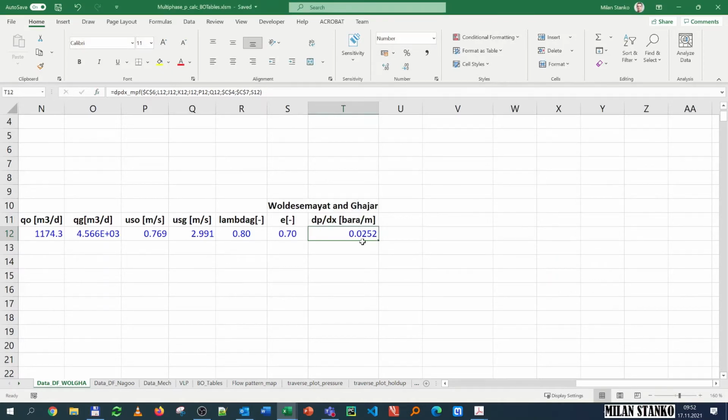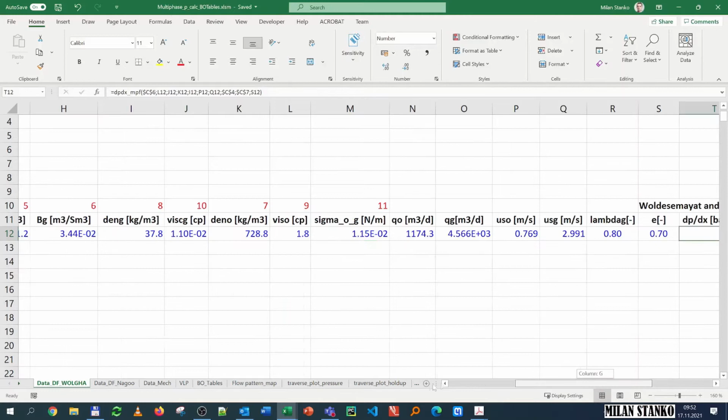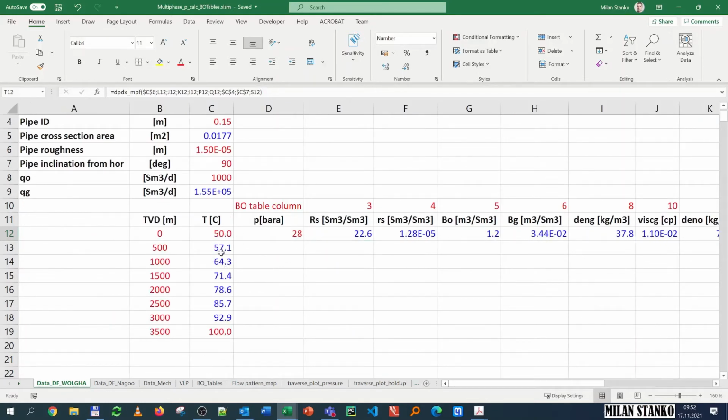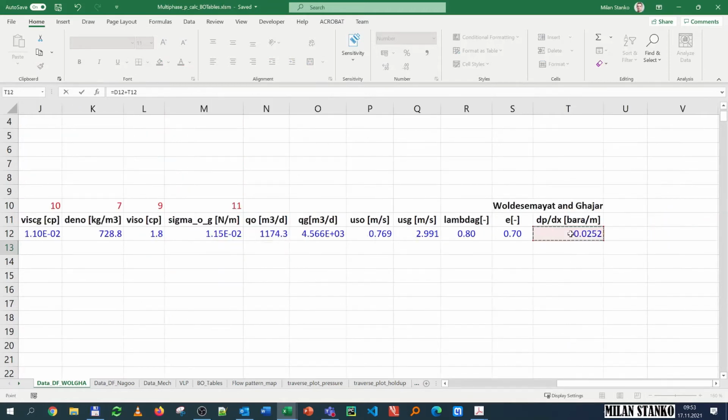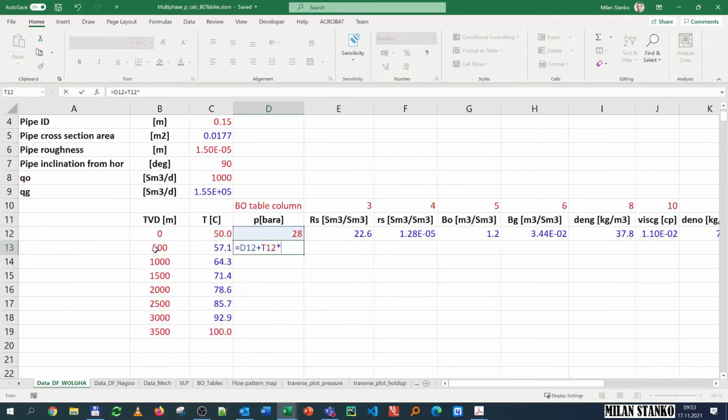We'll see what we got. Okay, so that's what I found. These are in bar. You see it's very low per meter, but actually we have 500 meters between this point and that point. So now we have this one and we have the gradient. We will say the next point pressure in the tubing is going to be this one plus the gradient multiplied by the length of that segment. So I will simply multiply this by this one minus this one.